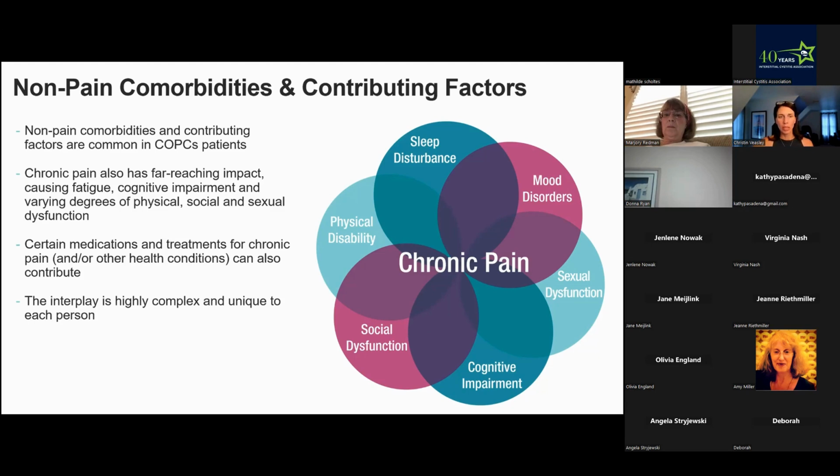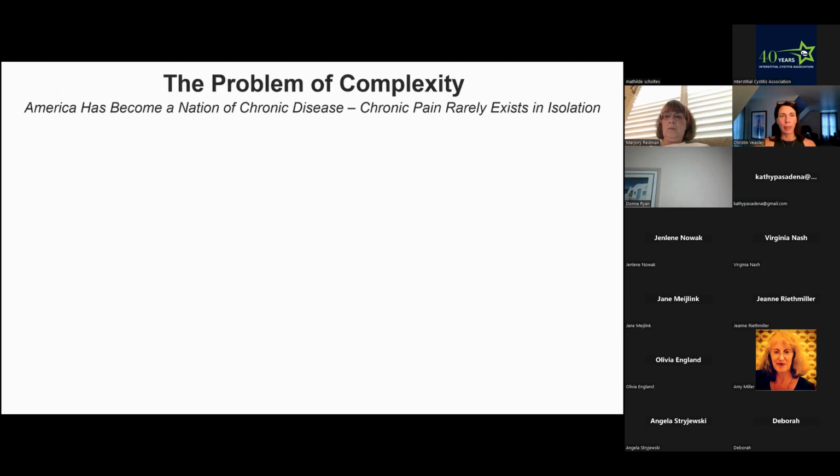So this interplay is unique to each individual person, and it's highly complex and needs to be treated as such. So we do advocate for a comprehensive assessment that includes evaluations of all of these conditions and all the factors that may be contributing to someone's chronic pain experience. So there's also this issue of complexity, right?